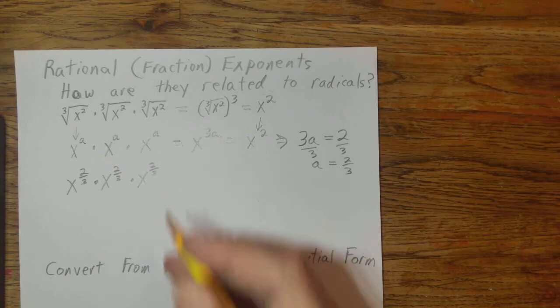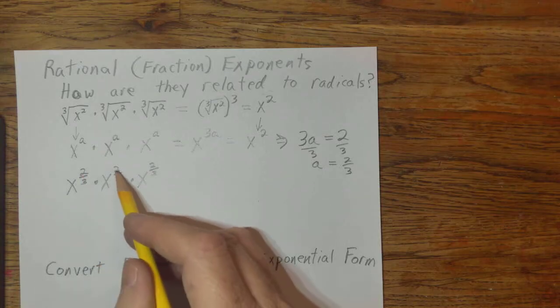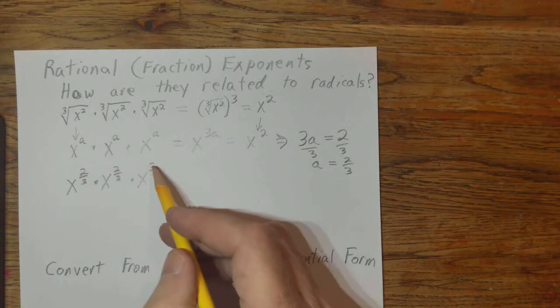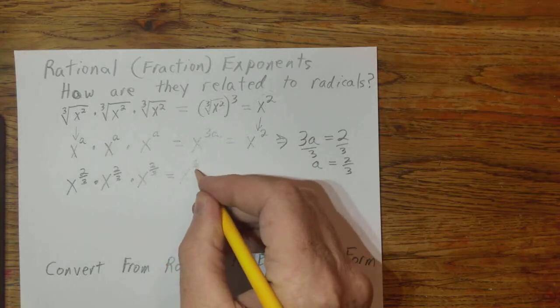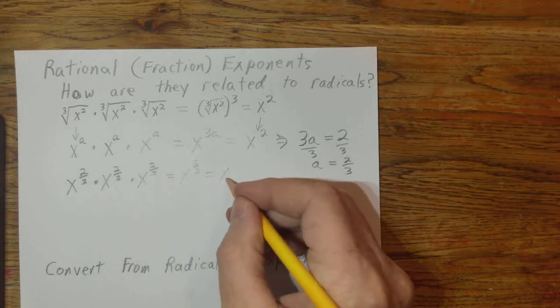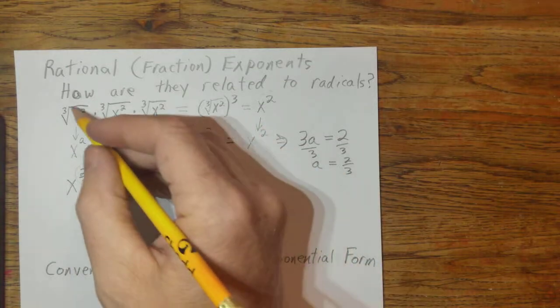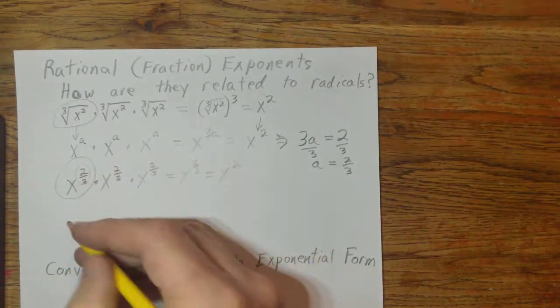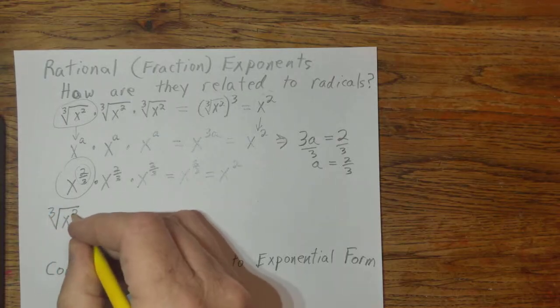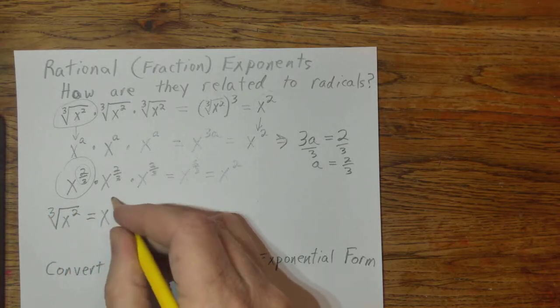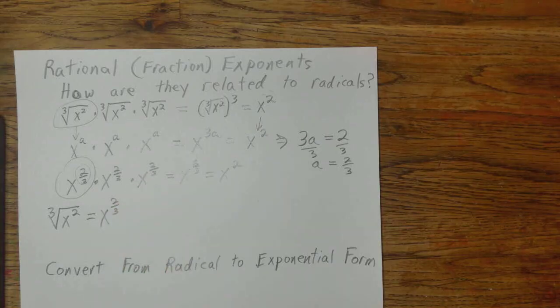I'm just checking this real quick. 2/3 plus 2/3 is 4/3. 4/3 plus 2/3 is 6/3. And 6 divided by 3, that's x squared. So I'm saying this and this are the same. Now, this isn't a proof. This is a demonstration, though, and I just wanted to illustrate this.